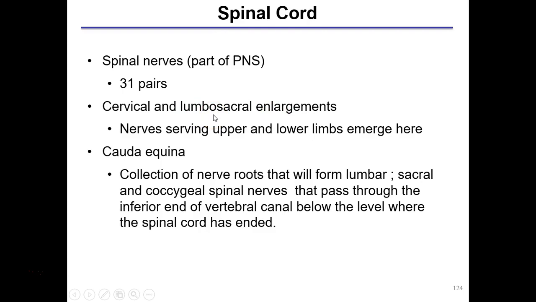The cauda equina, again, we mentioned with the last slide. This is a collection of the nerve roots that will form the lumbar and sacral spinal nerves. They continue to run inferiorly below the level where the spinal cord has ended, through the lumbar and the sacral spinal canals.